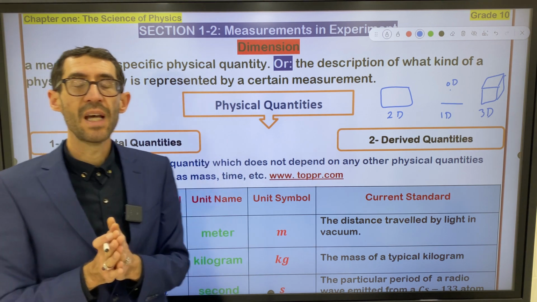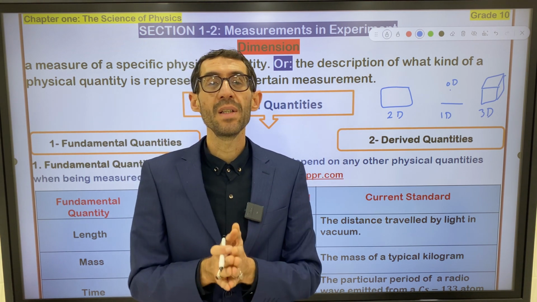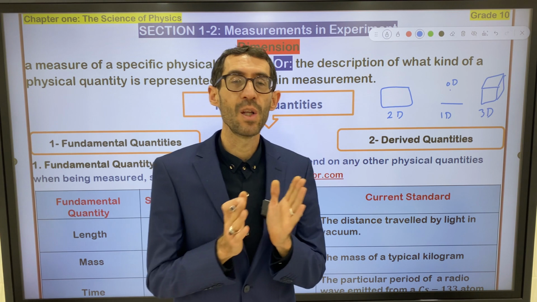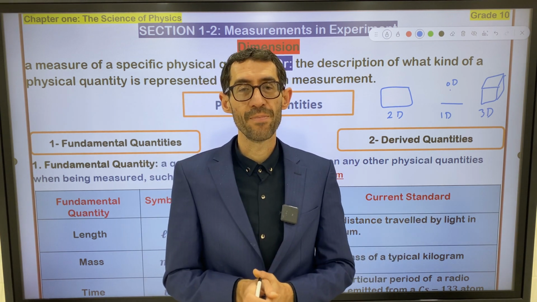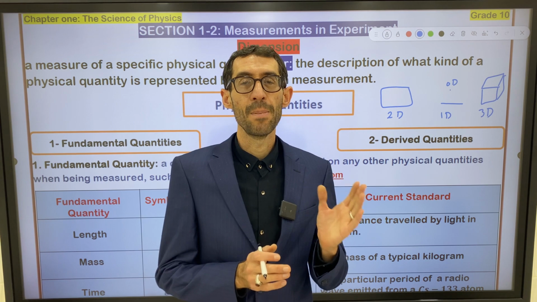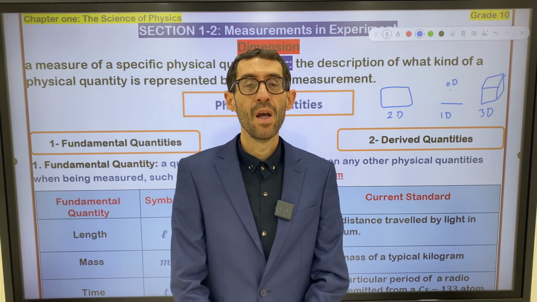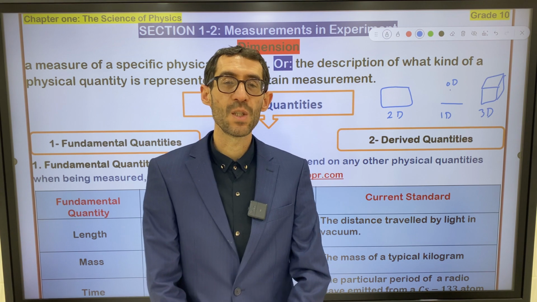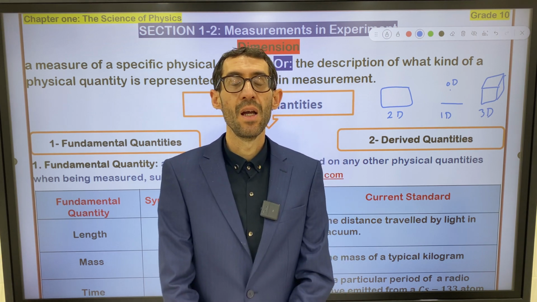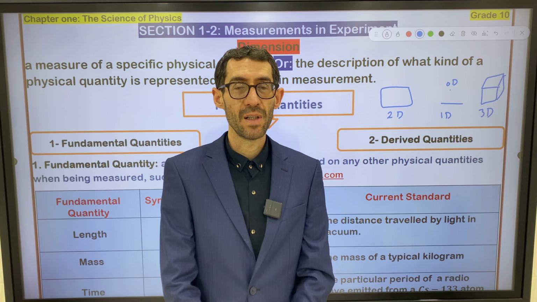I told you a dimension is a description of physical quantity. But physical quantities in general are of 2 types. Either we have fundamental quantities or we have derived quantities. Fundamental quantities like mass, time, length, they are fundamental or base quantities. Why do we say they are fundamental or base quantities? Because they are original quantities. It means they don't depend on other quantities, right?